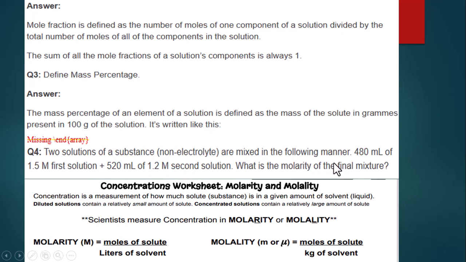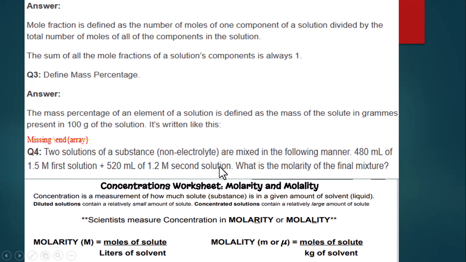This is very, very important, and then we will have to answer that. If they say what is the molarity of the final mixture, now we need to go back. We are saying mole fraction is defined as the number of moles of one component of a solution divided by the total number of moles of all the components in the solution. Now in this problem, we are given the concentrations here, not the number of moles as defined up there. So what is the molarity of the final mixture? What is the final concentration?